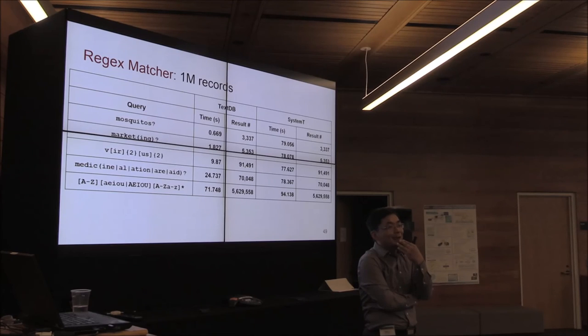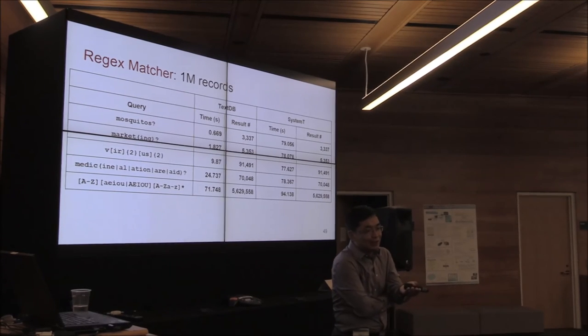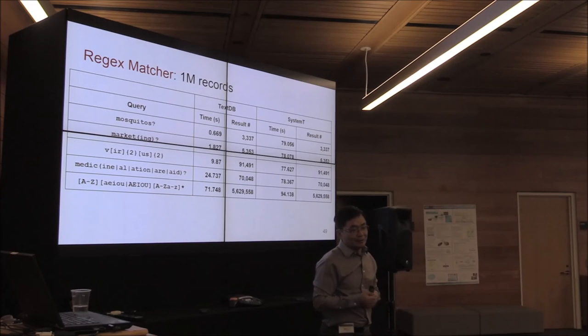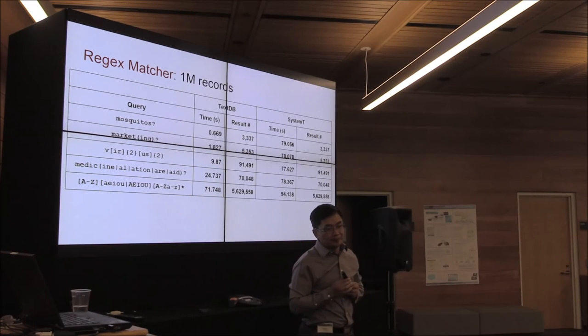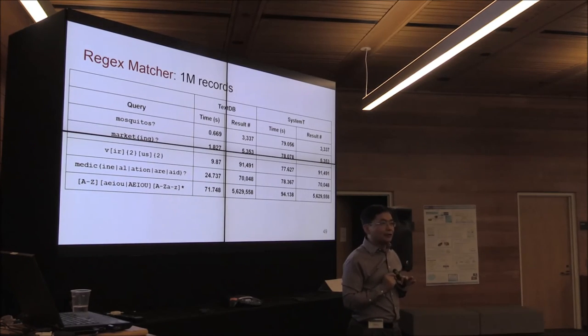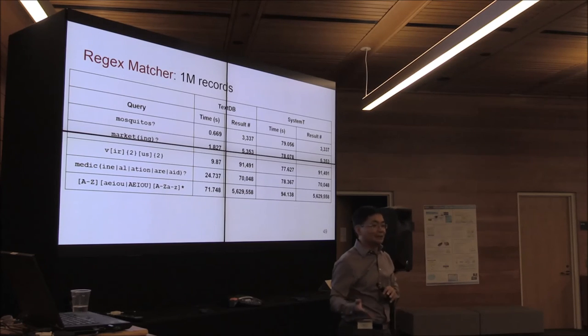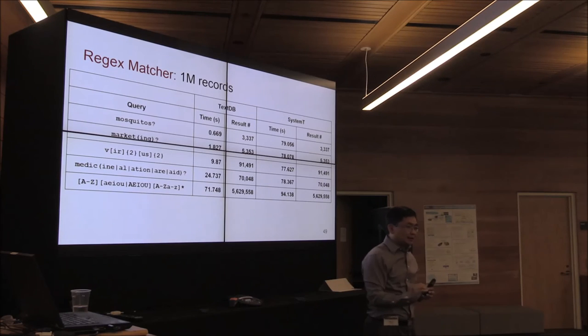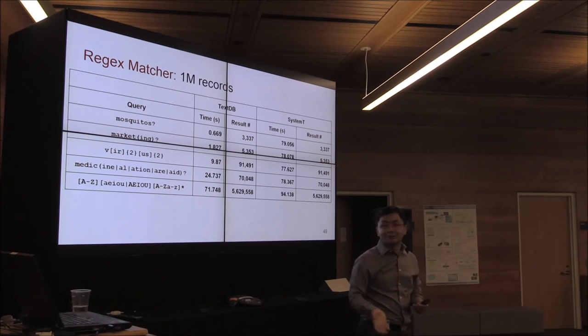Based on the alphabets. Once it works, it'd be really nice to have an inverted index to get the candidates. There's some existing work on creating indexes for Java-type regular expressions. And some of the common expressions are not indexable, to be more precise. But we have some ideas about how to make them indexable, but that's our future work.